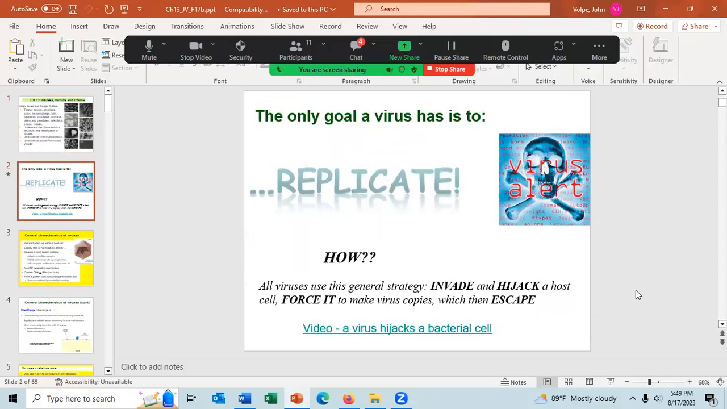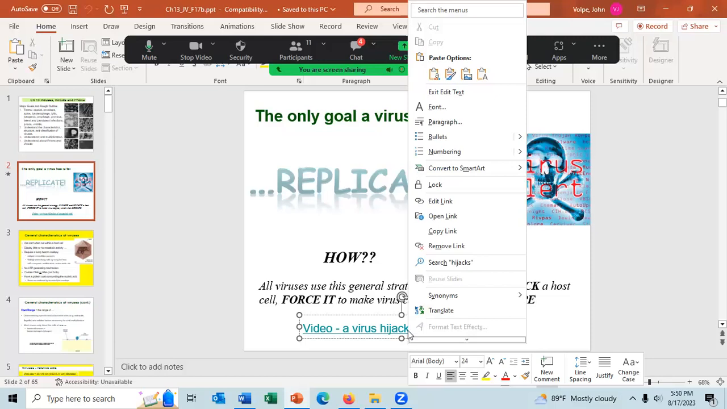All right. The only goal a virus has is to replicate. How do viruses do that? They have a general strategy where they invade their host cell and then take over that cell, using that cell to make copies of the virus. When we say they take over the cell and use it to make the copies, we say that the virus is hijacking the cell. And then the cell is forced to make viral copies. The viral copies then escape from the cell.